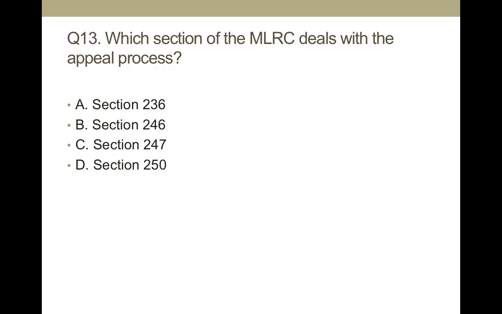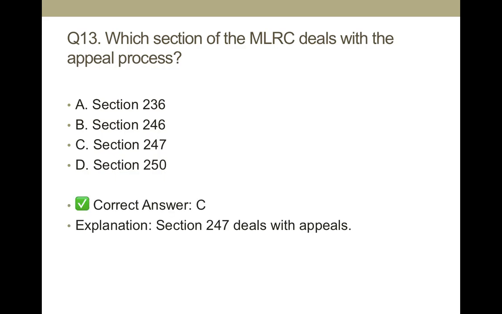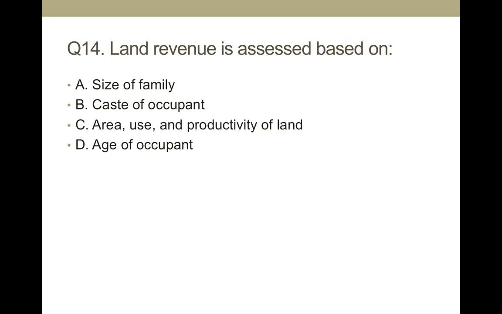Question 13. Which section of MLRC deals with the appeal process? Option A, section 236, option B, section 246, option C, section 247, and option D, section 250. So correct answer is option C, that is section 247 deals with the appeals.